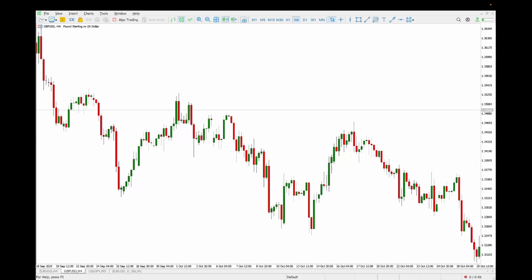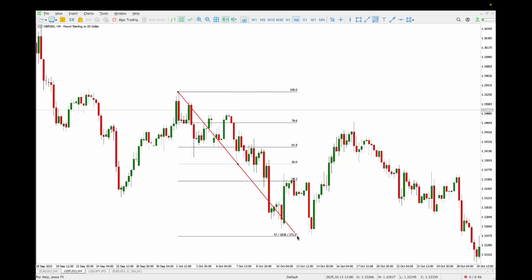On MT4 and MT5, ICT Fibonacci levels are drawn using the standard Fibonacci drawing tool from a swing low to a swing high, or from a swing high to a swing low. For example, I have this one right here. It's classic Fibonacci, and by drawing this, the retracement and extension levels appear as horizontal lines across the chart, just as you can see.